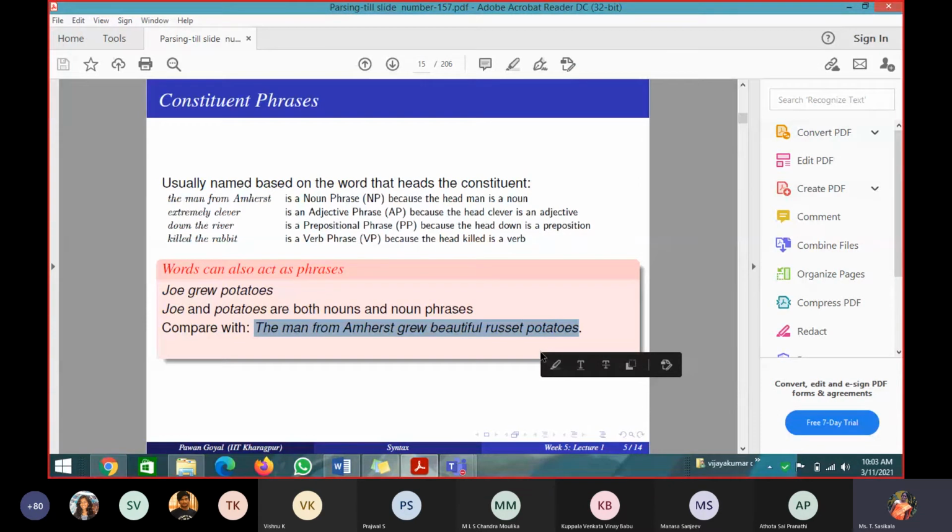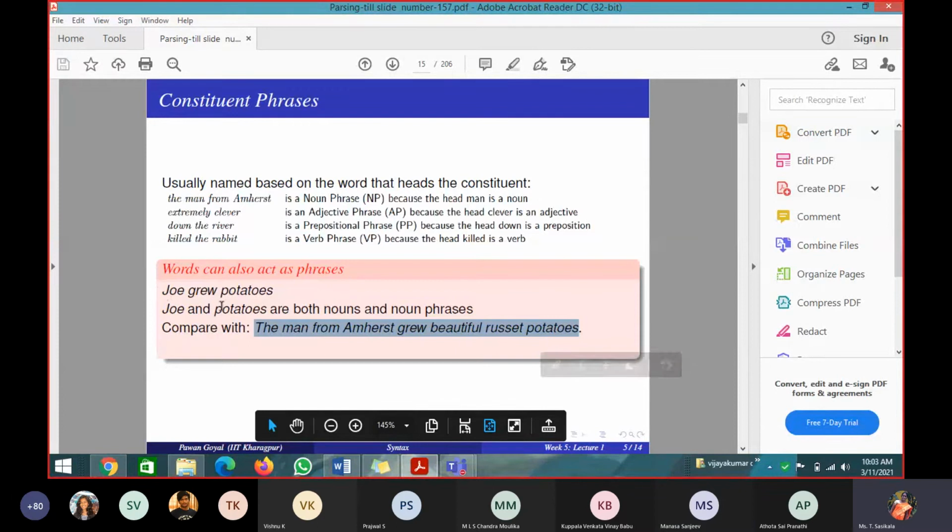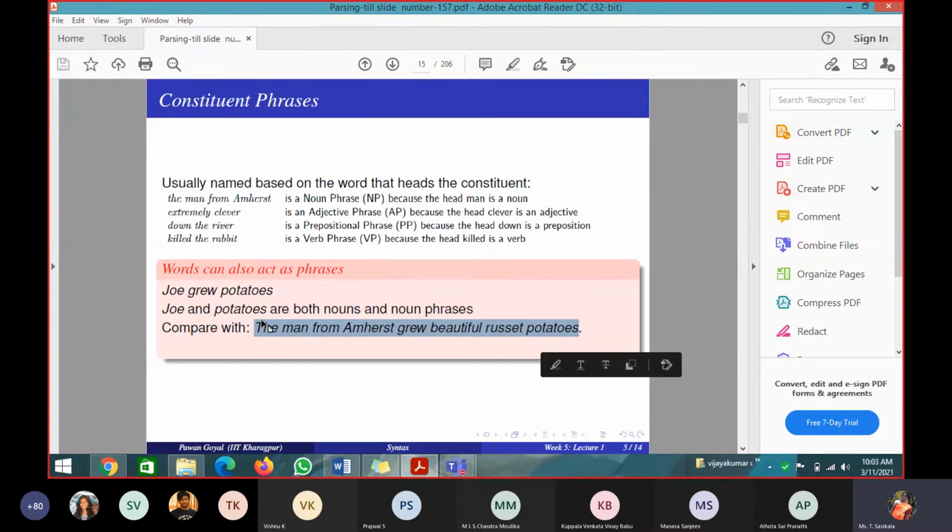Instead of saying I am Sushila, they are explaining that I am a woman coming from here, like that. So instead of telling their name, they say the man from Amherst grew. Instead of saying potatoes, they are explaining potatoes: beautiful russet potatoes. So it is the same as the previous sentence. Here Joe is replaced with the four words, the man from Amherst, and potatoes is replaced with three words, beautiful russet potatoes.